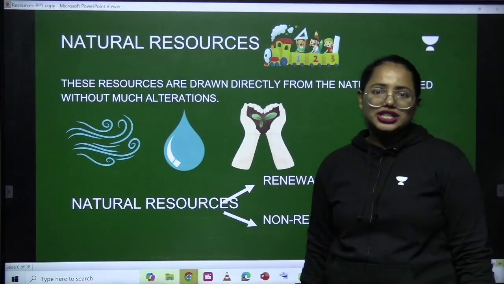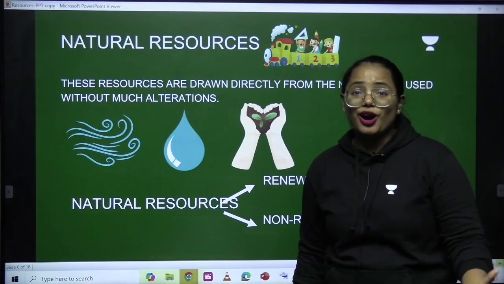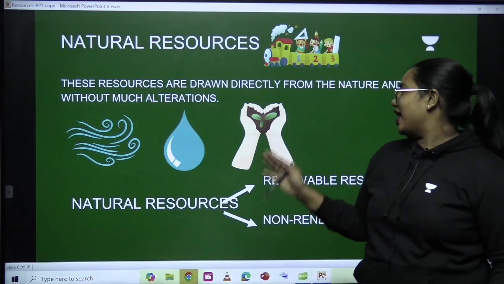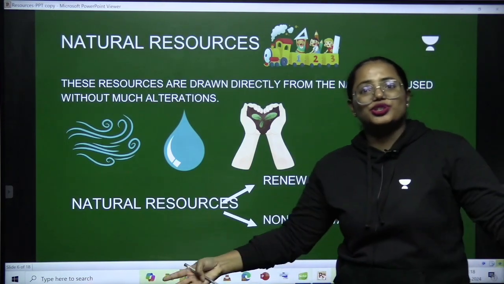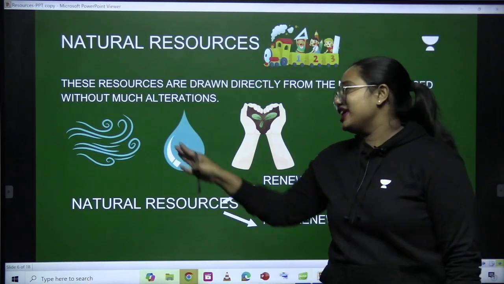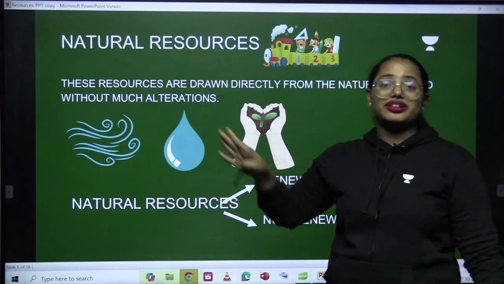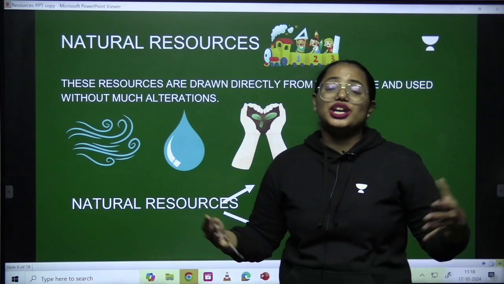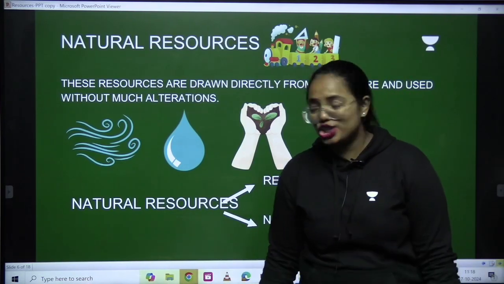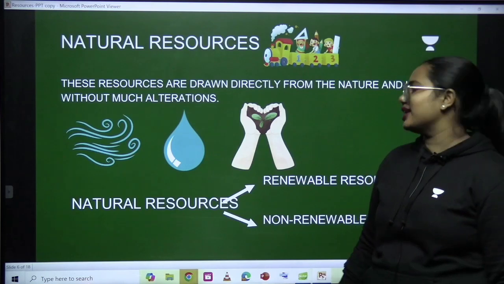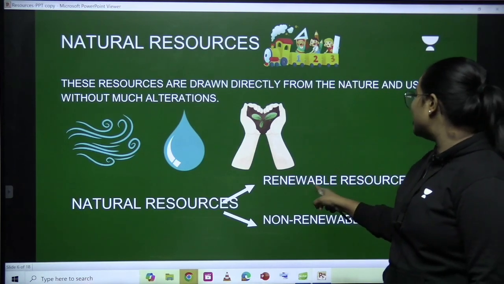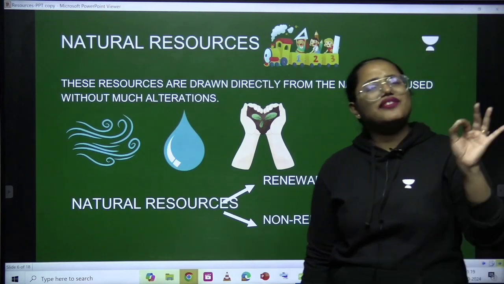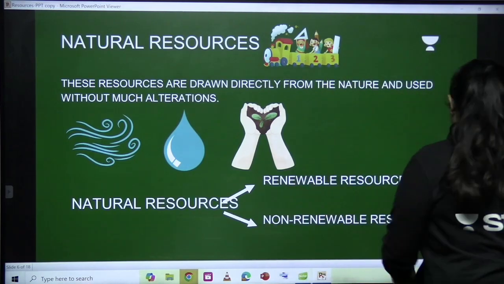And what about the water? If the water is pure, you don't have to modify it at all, right? You will get it directly from nature. And what about soil? This is also readily available, right? So these are considered natural resources because they are readily available in nature and we can use them without much modification. And these are basically classified into two: renewable resources and non-renewable resources. A very, very important point. So that's what we are going to learn now.